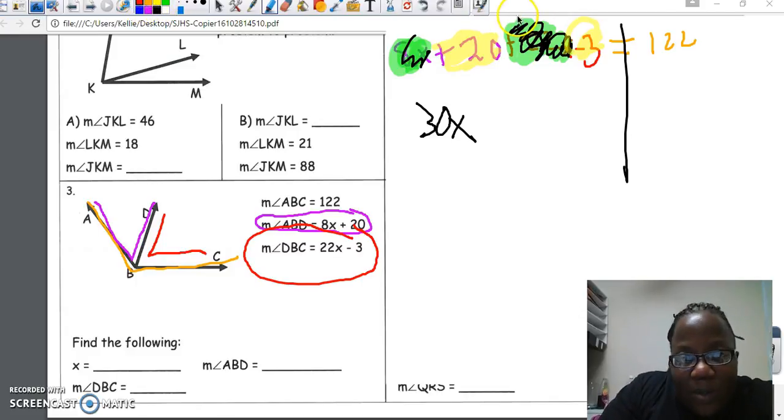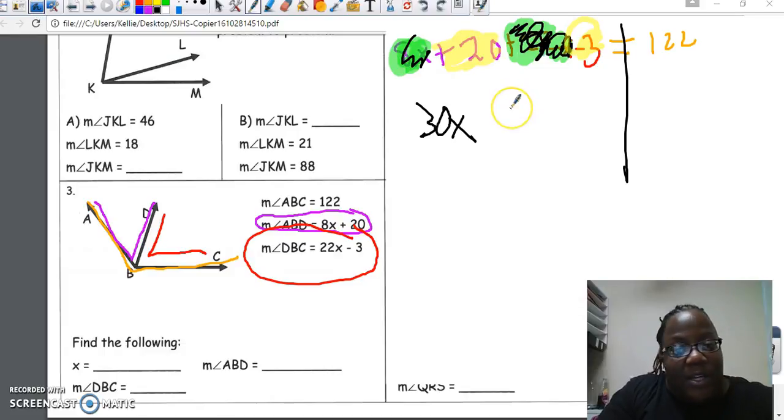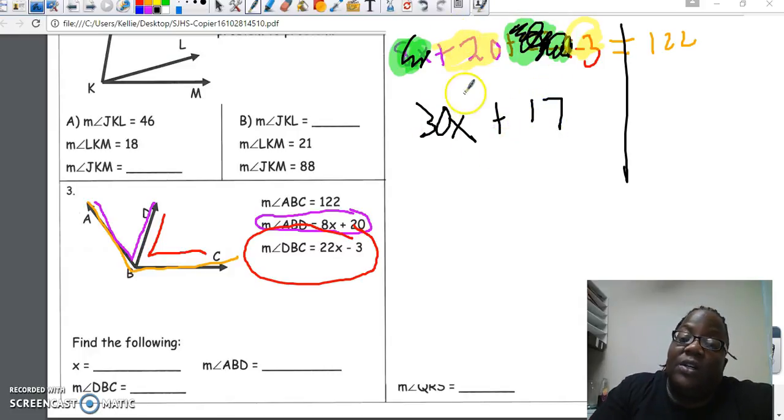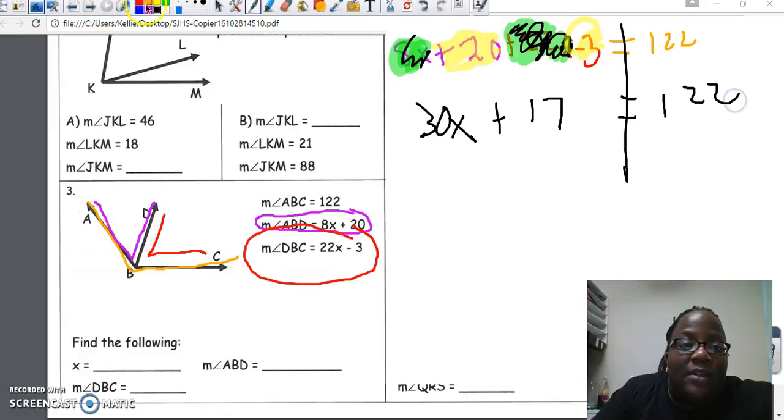So if I combine these two numbers, and remember carrying the sign that's in front, so that's a positive 20 and a negative 3, with a positive plus a negative, you're going to subtract, keep the sign of the higher number, right? So really you should have positive 17. That's where I messed up before, okay? So positive 20 plus a negative 3 is a positive 17, and I will just bring down the rest, which was 122.